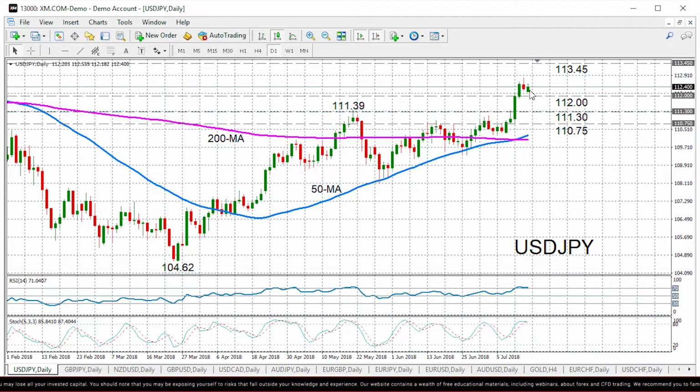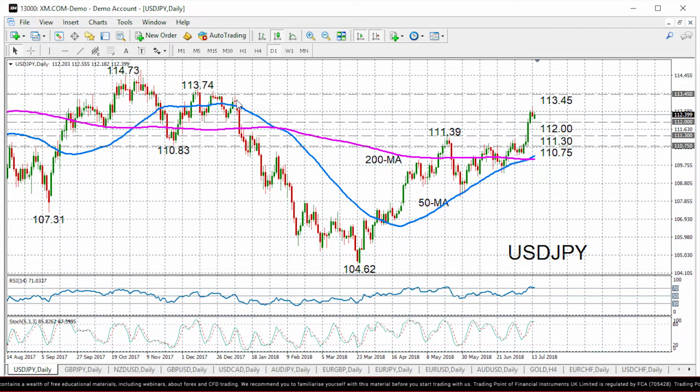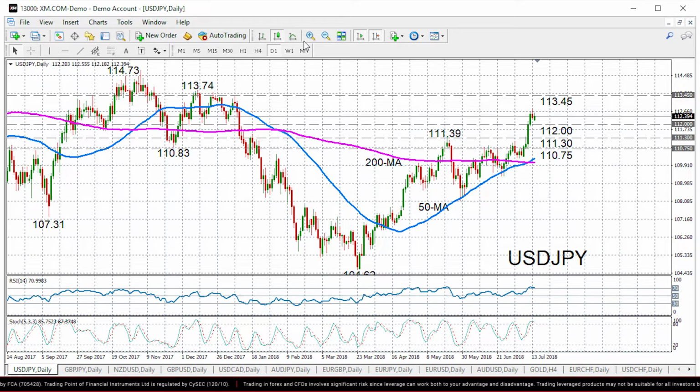positive territory. If we do see further gains, the next major resistance to watch out for is the area between 113.40 and 113.50. We can see that area was a strong congestion area back in late 2017. A break above that region would lead the way towards the top from late 2017 of 114.73, and it would reinforce the medium-term bullish outlook.